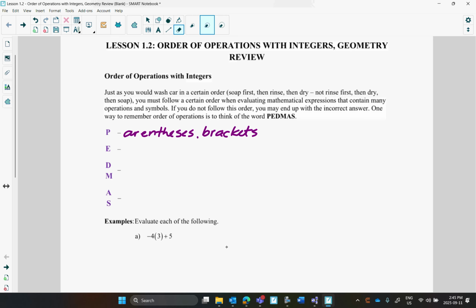E for exponents, which we're not going to look at just yet, but we will. We're going to do a whole unit on exponents, and then we're going to do algebra with exponents. So that'll come later on in the year. D and M together.